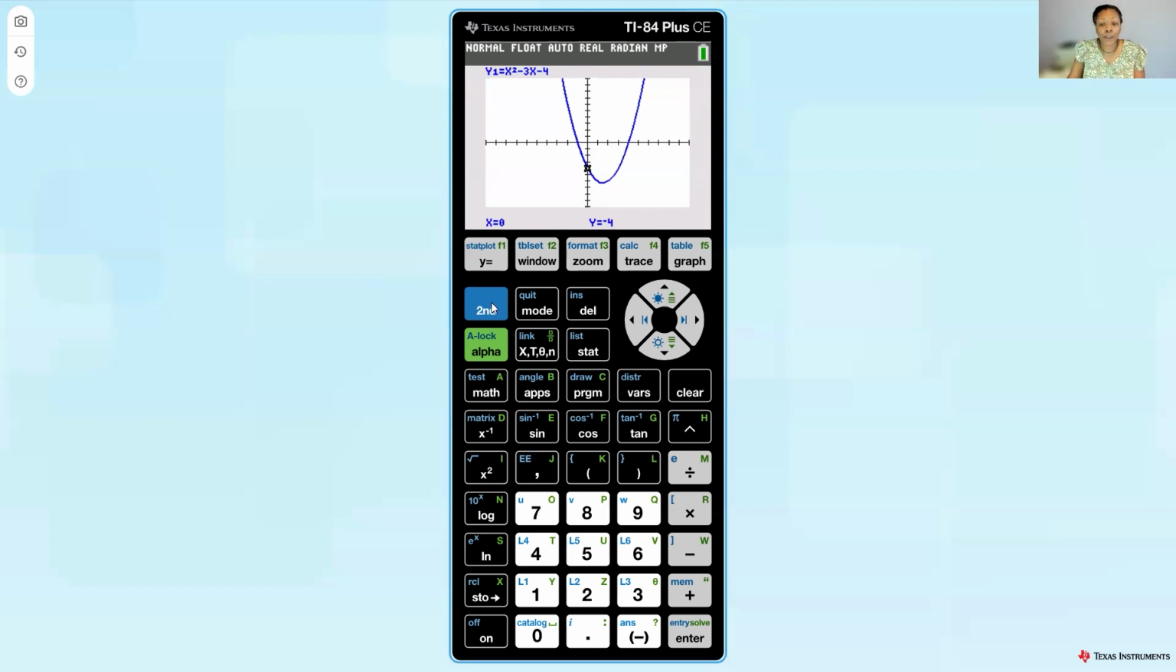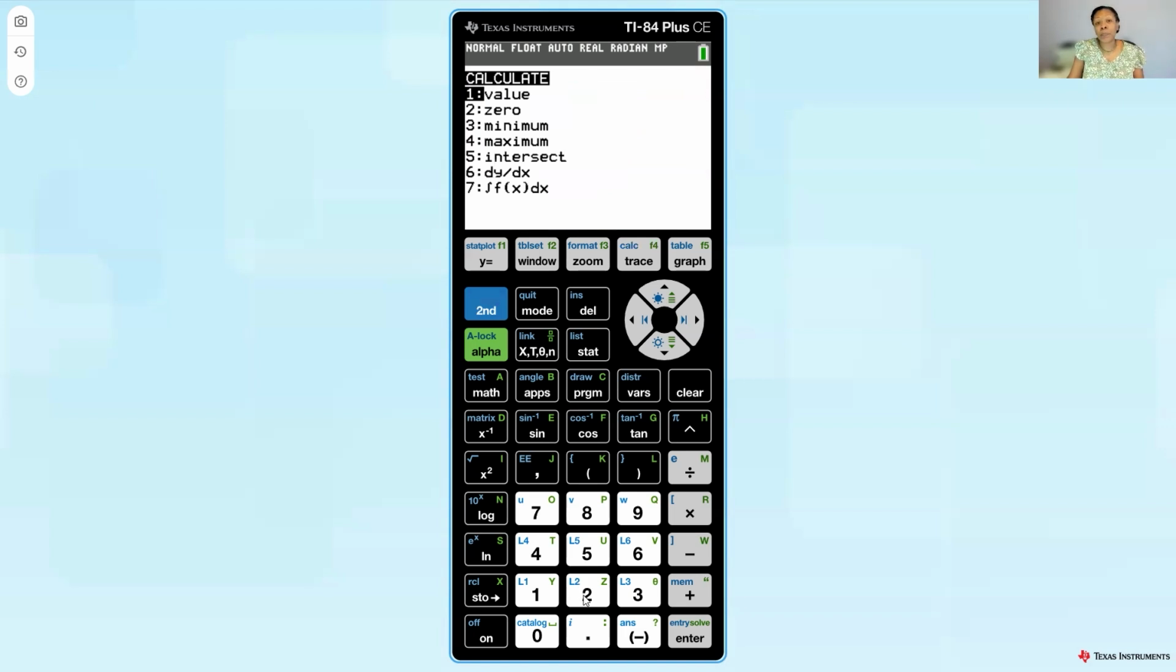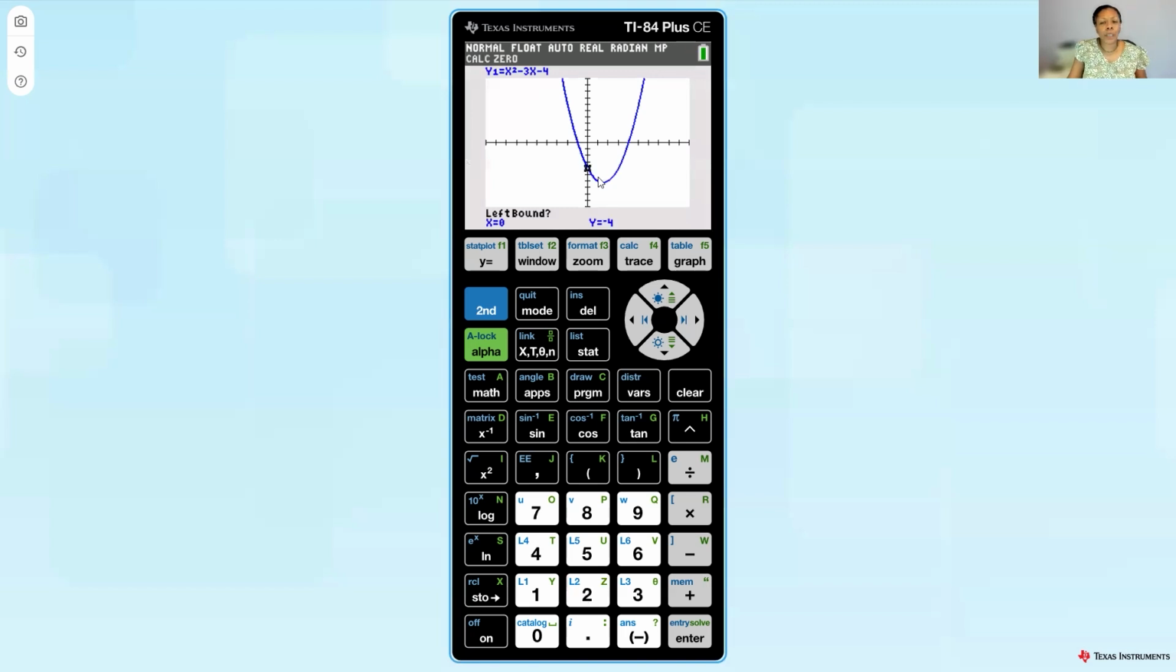I'm going to go back to second trace, and I'm going to go to number 2. Number 2 says zero, but remember, another name for zero is x-intercept, solution, and also root. What that means is, where does my graph cross my x-axis? I notice at 2 places it's crossing. So that means I'm going to have to do the second trace 2 times. The first time I want to try to figure out this zero.